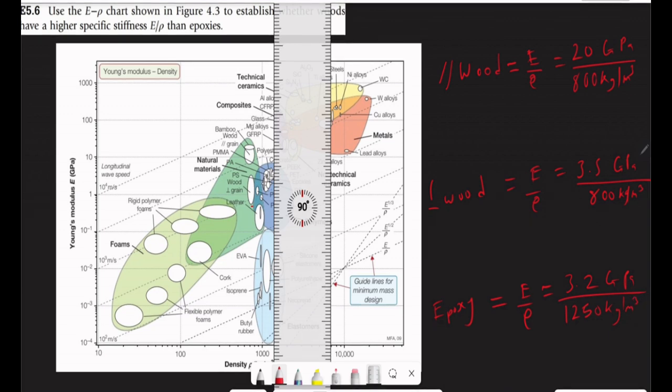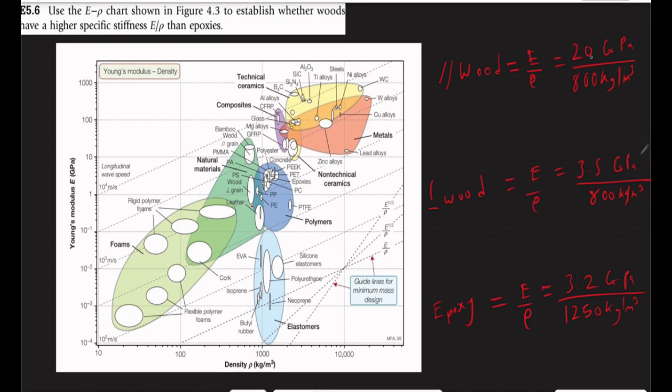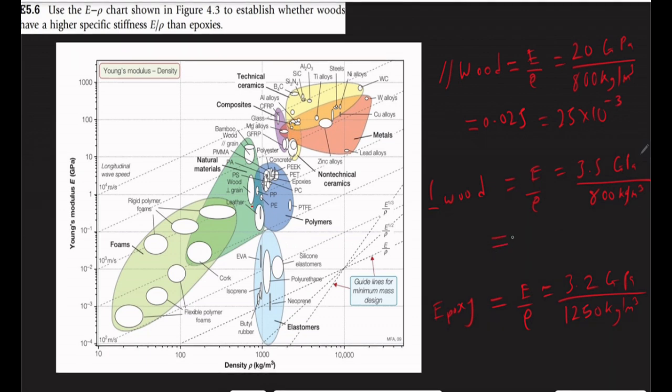So now we can manually calculate these values to see what our answer is. For wood, parallel grain wood, we have 0.025, which equals 225 times 10 raised to the power minus 3. If you punch this one out, you have 4.38 times 10 raised to the power minus 3. Then for this one you have 2.56 times 10 raised to the power minus 3.